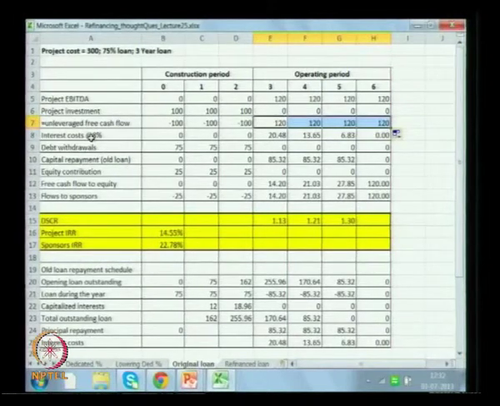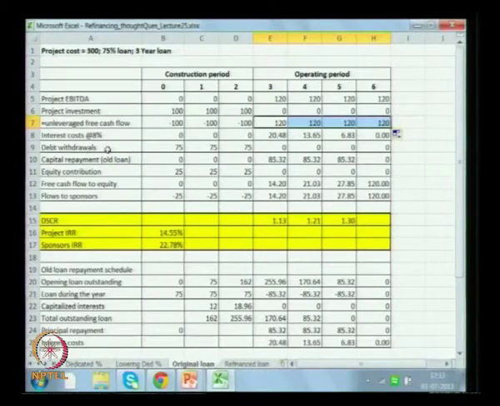And then we have interest costs. During the construction period there is no interest paid, so it is 0, but we assume that the interest is 8%, and during the operating period when the firm has cash flows, the interest gets paid.